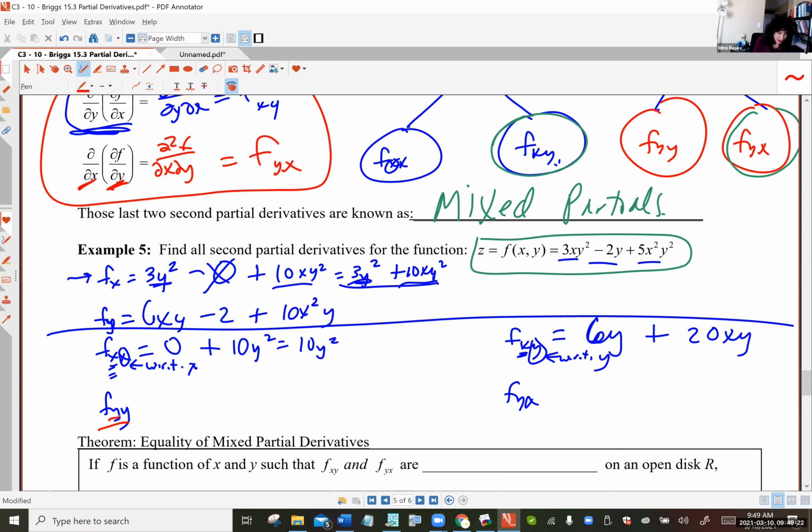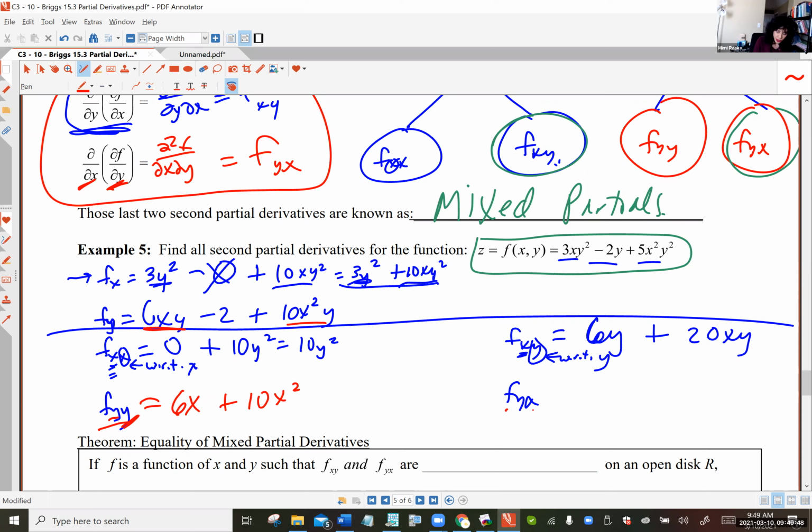fyy means go look at fy, which we got, but take his derivative with respect to y. So the derivative of 6xy with respect to y is 6x. And of course, the derivative of -2 goes to 0, so we won't even bother writing it down. And then the derivative of 10x squared y with respect to y is 10x squared. So there's fyy.